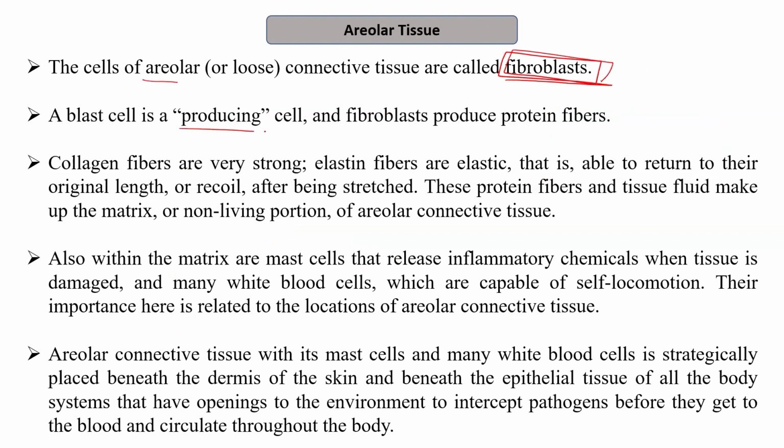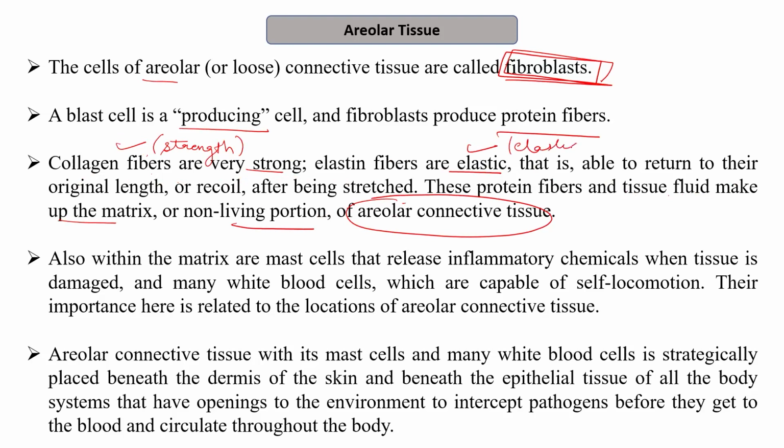A blast is a producing cell that produces other cells or that produces the protein fibers. Collagen fibers are very strong. Elastin fibers, as I mentioned, are elastic, that is, able to return to their original length or recoil after being stretched. These protein fibers and tissue fluid make up the matrix, or non-living portion, of areolar connective tissue. Since both elastic fibers and collagen fibers are present, it has both strength due to the collagen fibers and elasticity due to the elastic fibers in its matrix.